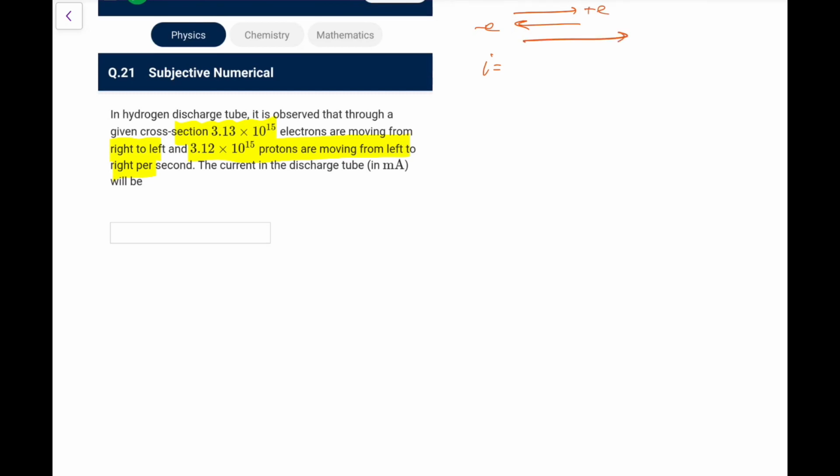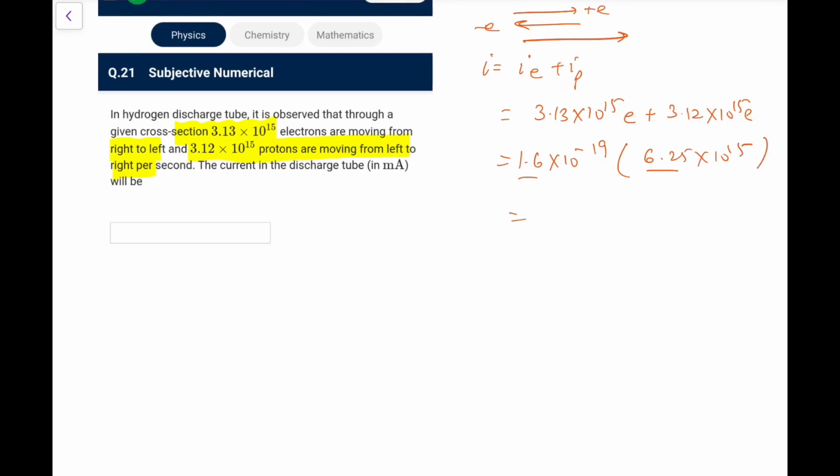So both currents would be in this direction, so both will add up, I_e plus I_p, and this is per second what we are given, moving per second. So the electron current would be 3.13 × 10^15 × e, plus 3.12 × 10^15 × e. Taking e as common, 1.6 × 10^-19, this comes out as 6.25 × 10^15.